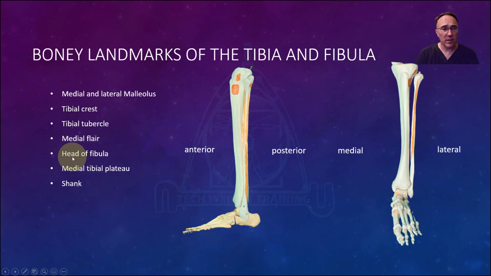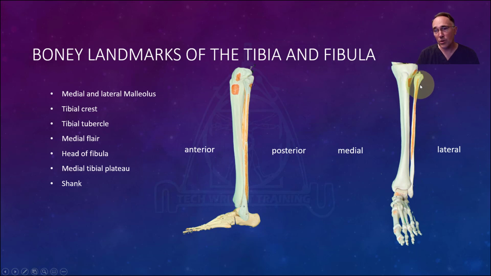So that's the medial flare. Then we have the head of the fibula. This is the fibula, of course, this lateral bone right here. And the head is this top little section right here, where it gets a little bit wider up at the top and sticks out some. If we look at the frontal view here on the lateral side, this would be the head of the fibula.